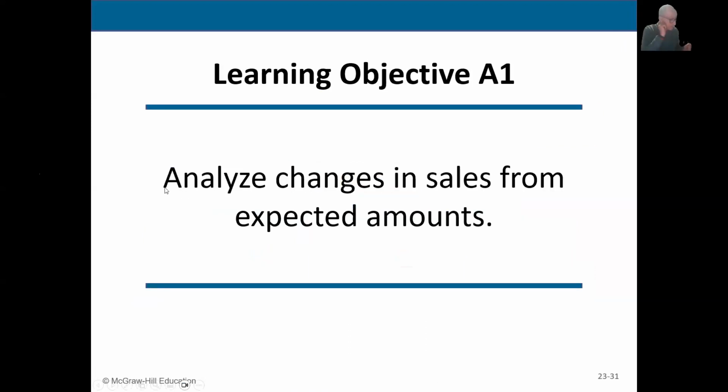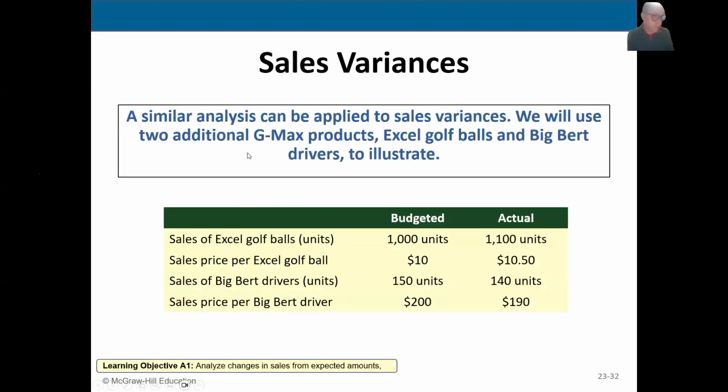We can also figure out variances based off of our sales. Okay, we call these sales variances. The idea here is that we're analyzing our overall sales, right? Based off of changes in those sales. So we take our actual minus our budgeted sales. So here we have some data, different company. Now we're at a golf company, okay? We produce golf balls and golf clubs.